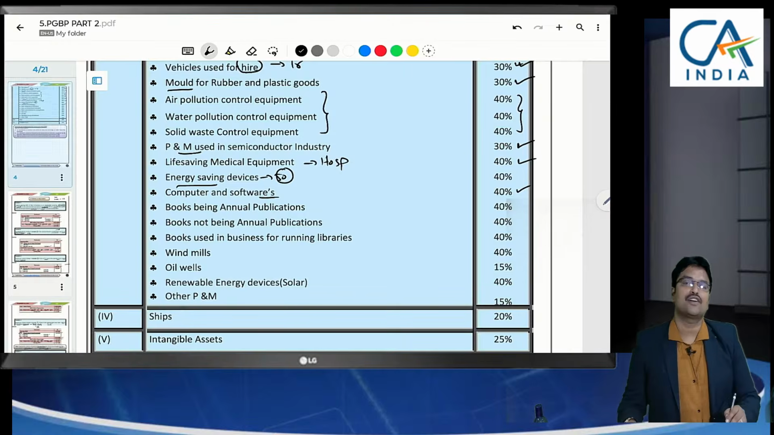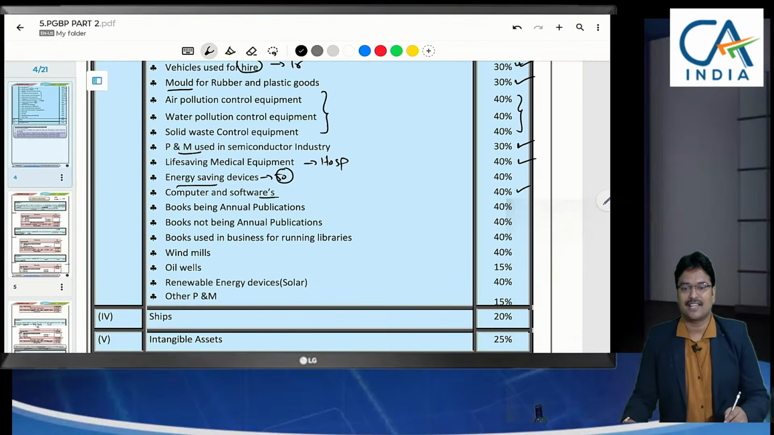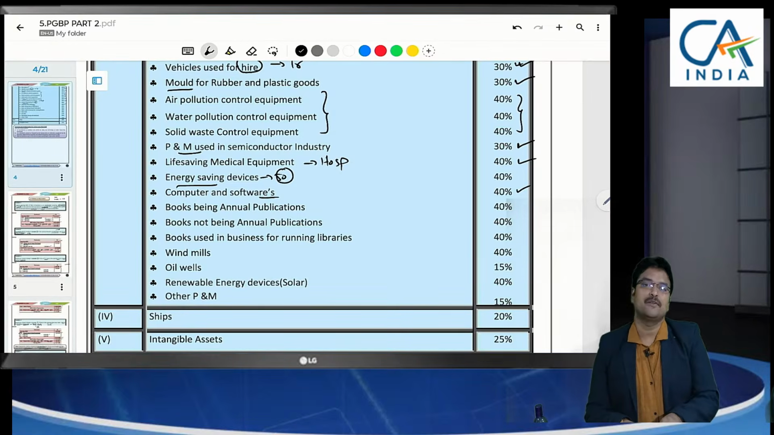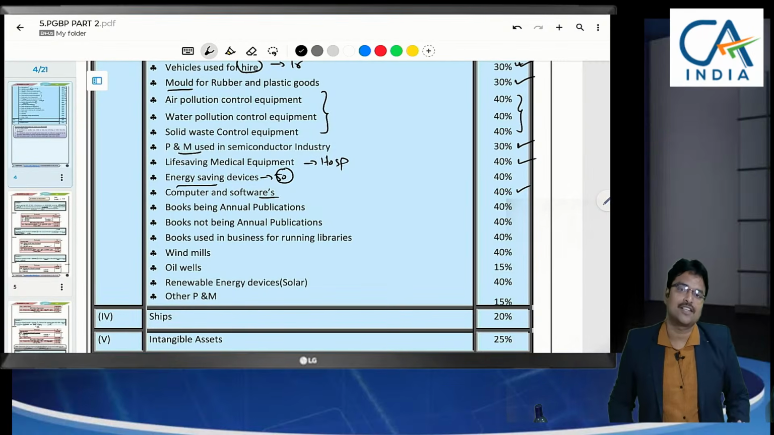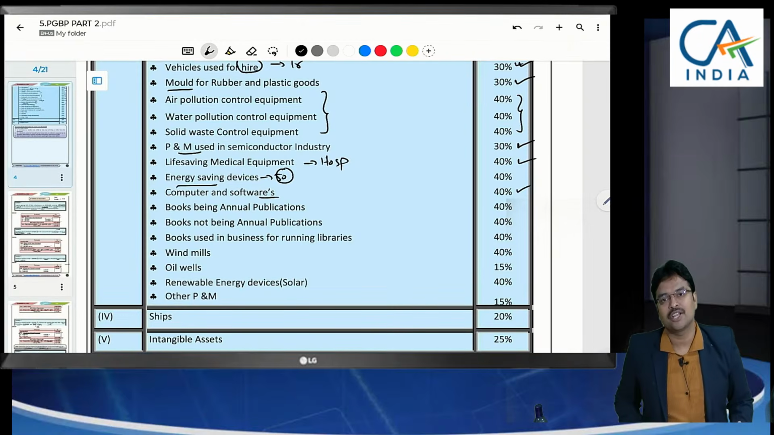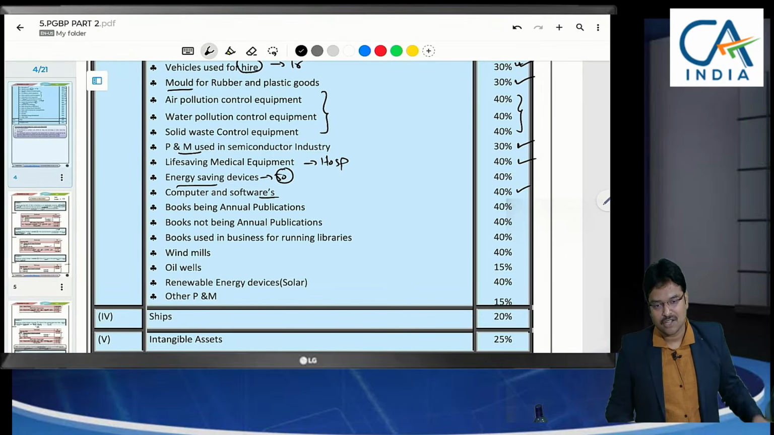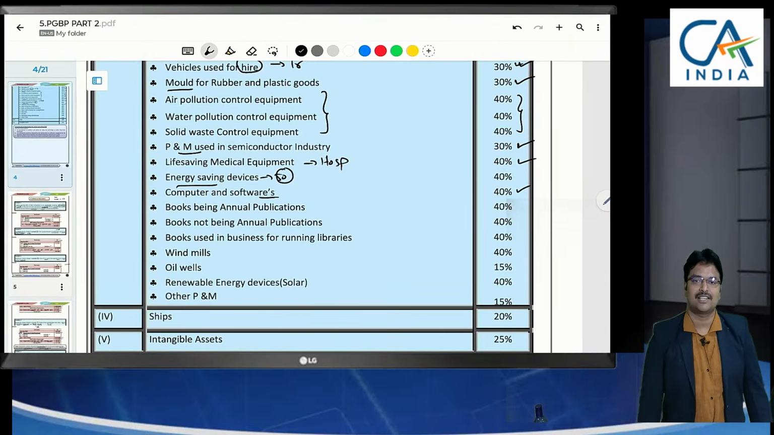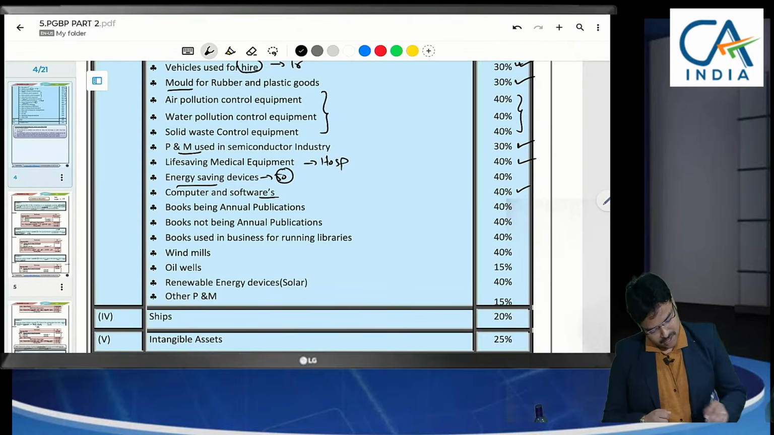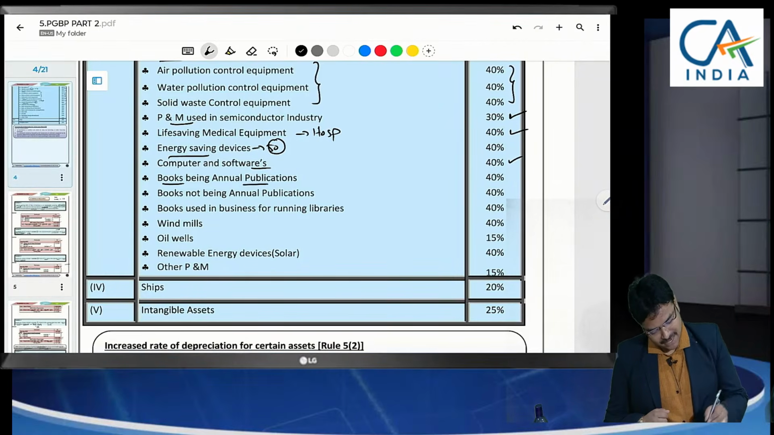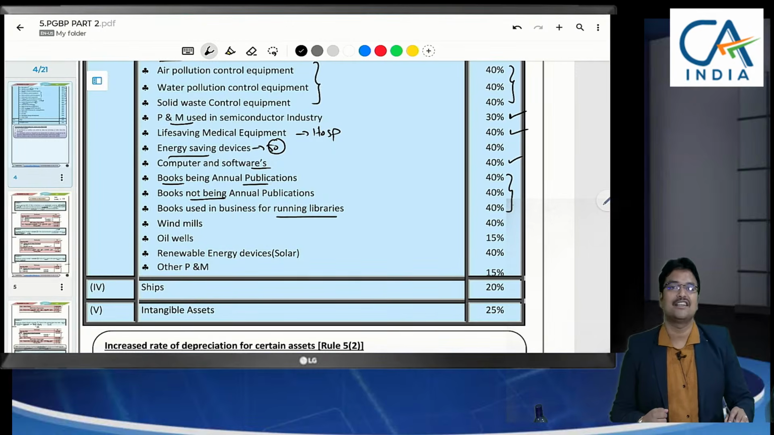Can I say computer software is an intangible asset? Yes, we can say. On which only 25% depreciation is admissible if you classify it as an intangible asset. Or else, there are many case laws saying software cannot be used separately, it has to be installed in the computer itself. That's why we can claim the computer rate of depreciation only. There are various case laws. Or else you can treat it as an intangible asset to avoid litigation and claim 25% depreciation. Books, annual publications or libraries, for them 40% depreciation is eligible.